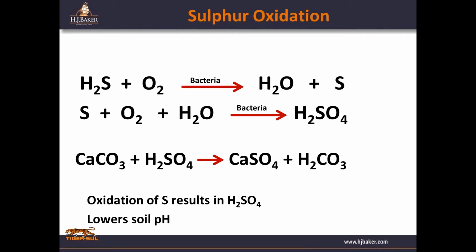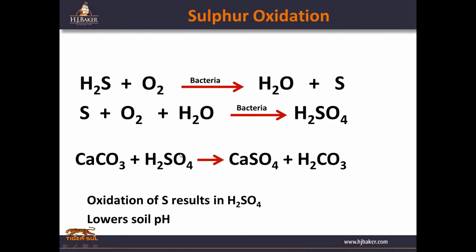Now, just looking at some of the chemistry involved here from the sulfur cycle. Remember, at the top of the cycle is hydrogen sulfide. We take that, combine that with some oxygen and the presence of bacteria, and we get water and elemental sulfur. That elemental sulfur then, in the presence of oxygen and water with bacteria, produces sulfuric acid.